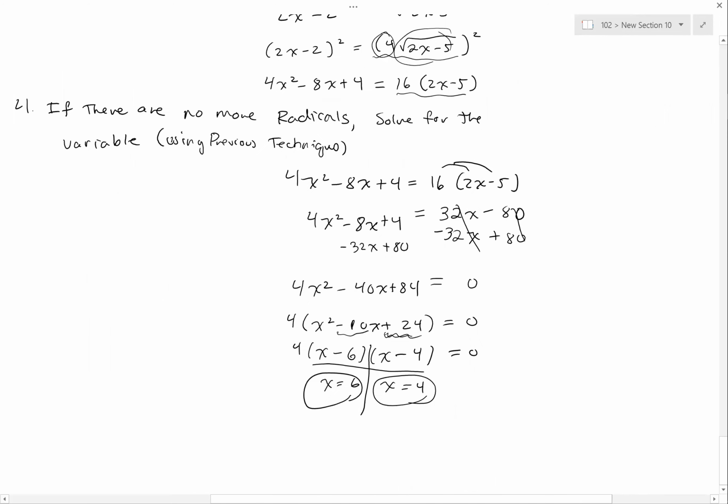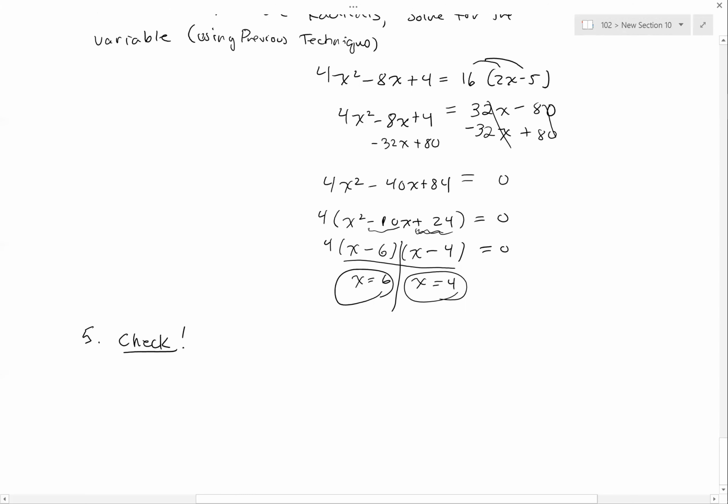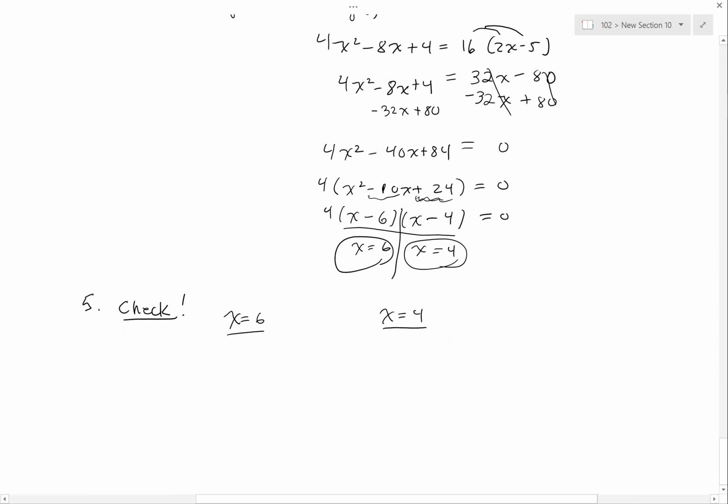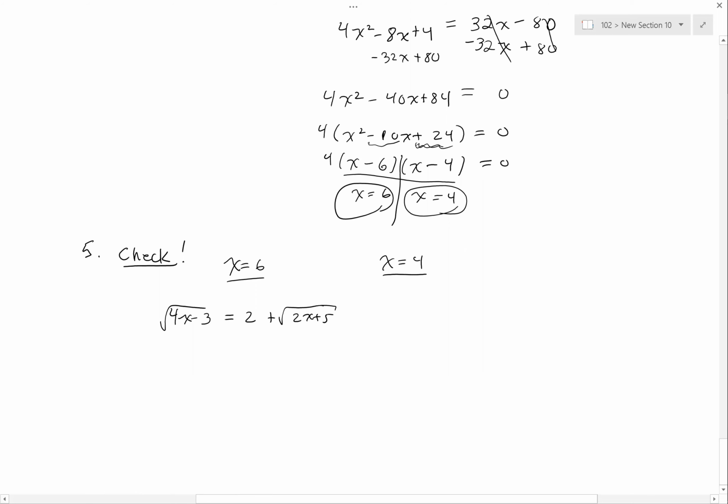The final step, just like in the previous part, we have to check. Since there's two potential solutions here, I have to check both. So I'm going to recopy the original equation, which was this. Then I'm going to replace x by what I found.